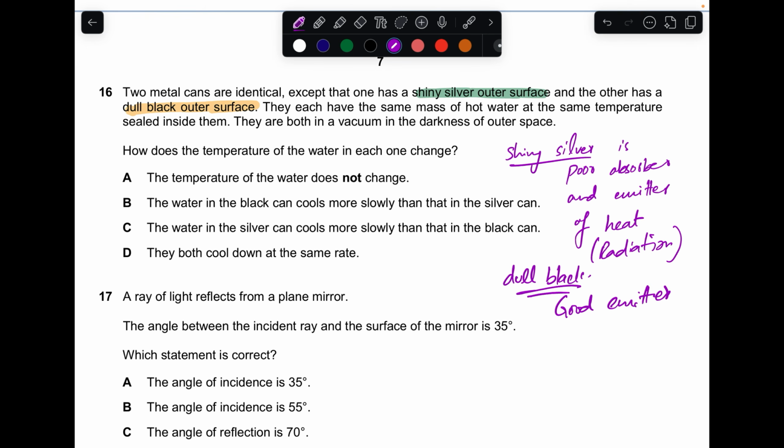Good absorbers are good emitters, right? So black will lose more heat as compared to the shiny surface. So it's option C. The water in the silver can cool more slowly than the black can.